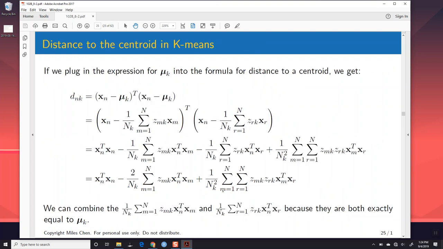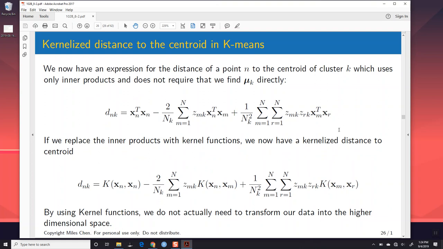Okay, so the previous page, we end up with this thing, and that's what I have at the top, okay? And here, I'm going to replace all of these inner products with the kernel function, which itself is an inner product, right? It's just an inner product of something after I've transformed the x. Okay? So now I have a way to calculate distances using kernel functions without needing to actually calculate the distance. Okay?